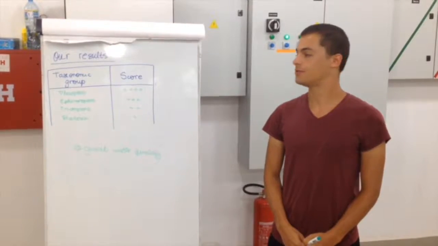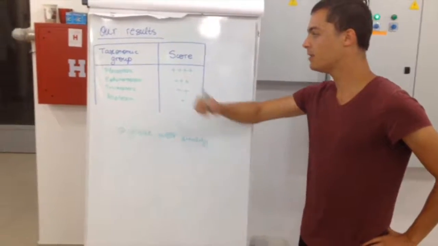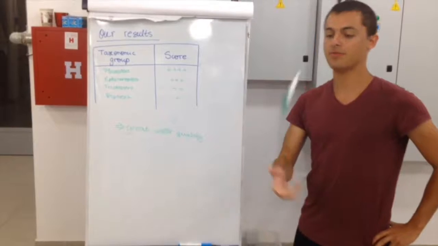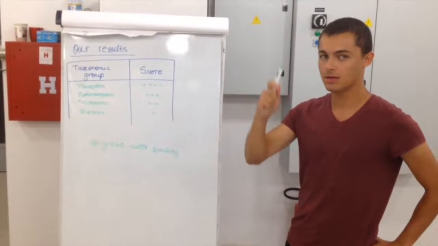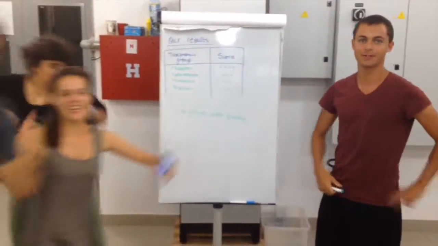Our results have shown that in the water there was the presence of Plecoptera, Ephemeroptera, Trichoptera, and Diptera. And these, as stated before, are all symbols of great water quality and very pure water.